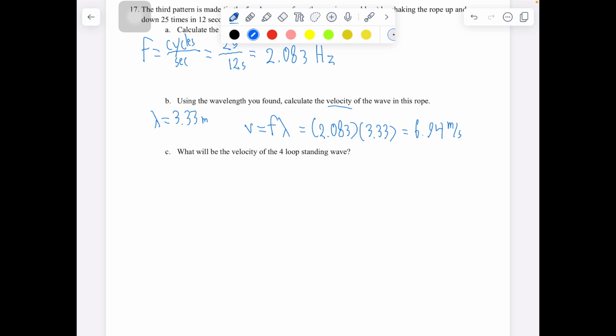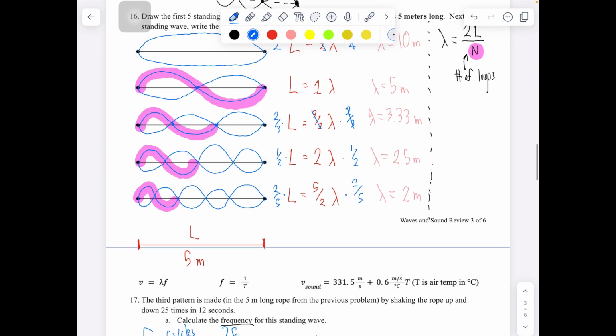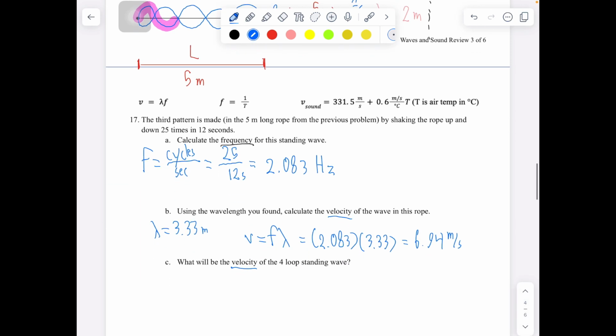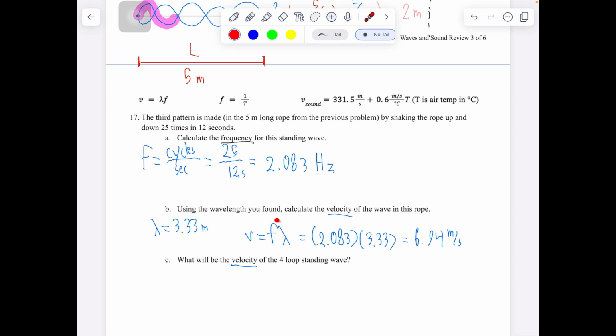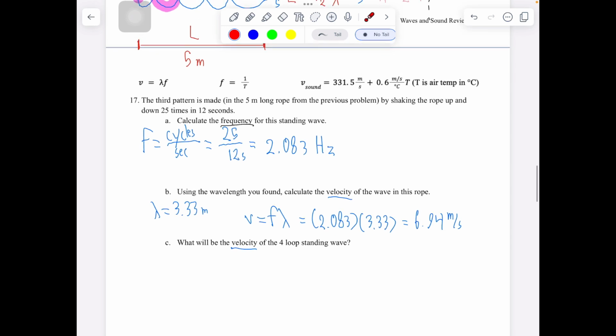This one, tricky question. The velocity is set by the medium. You might think, oh, well, our wavelength got smaller, right? It went from 3.33 to 2.5. Doesn't that mean that the speed is going to get smaller, right? If we look at our equation, our wavelength gets smaller. Shouldn't our velocity get smaller? Not here, because even though our wavelength gets smaller, our frequency is going to go up.